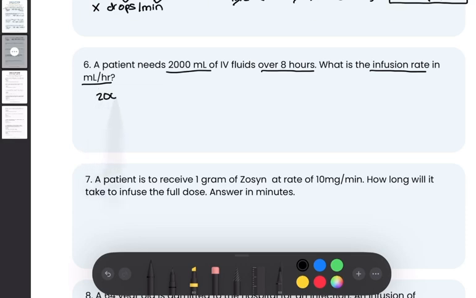So write out your 2,000 milliliters infused over 8 hours. Your answer is supposed to be in milliliters per hour. So with this one, just divide 2,000 by the 8 hours. Your units match. So here your answer is very straightforward.